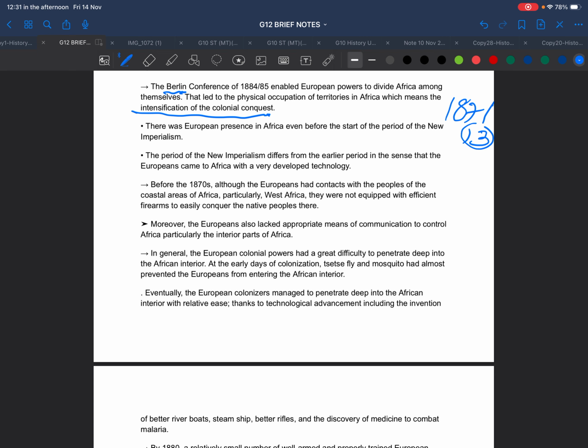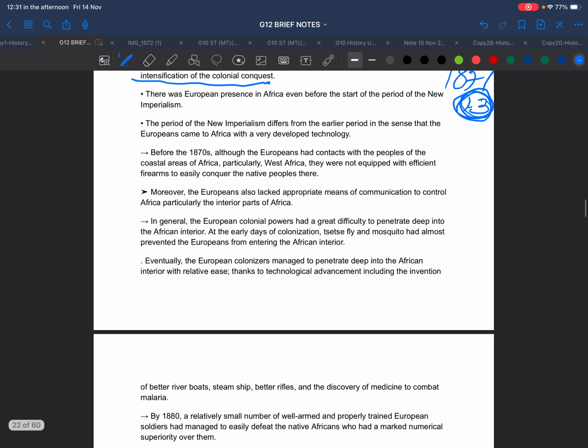She began to have territories in Africa within the gap of 13 years. She developed her economy, and she built a very strong army. So it was Otto von Bismarck who summoned the great powers of Europe to divide Africa among themselves, to partition Africa for themselves.